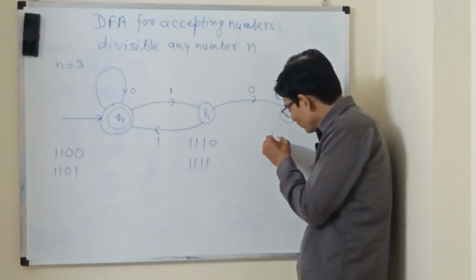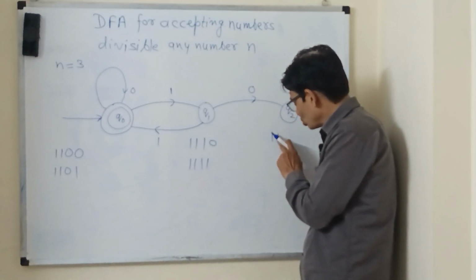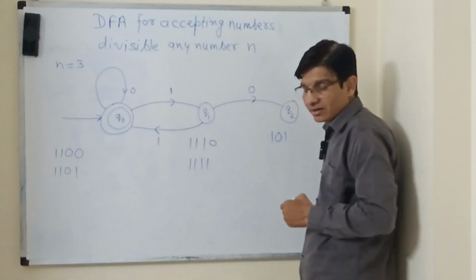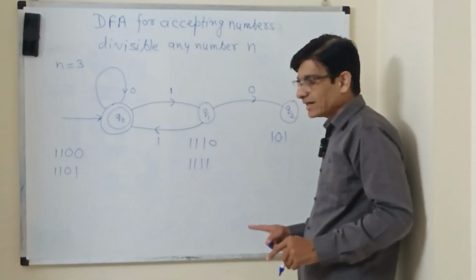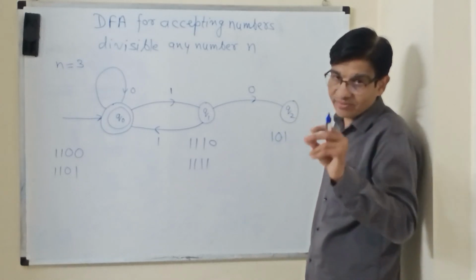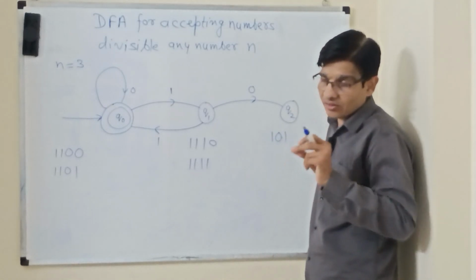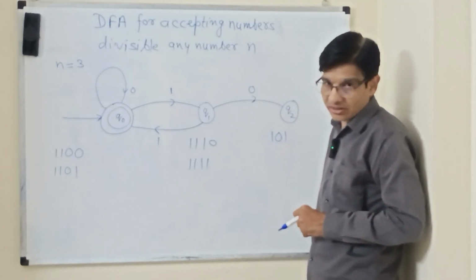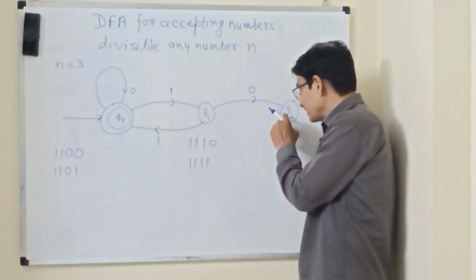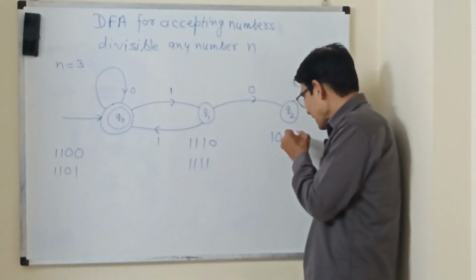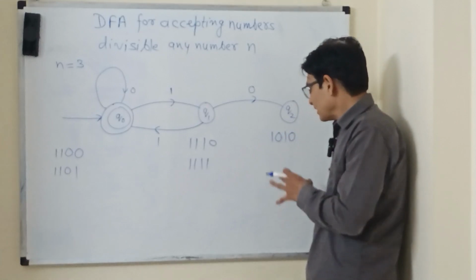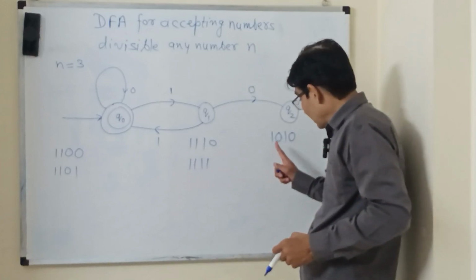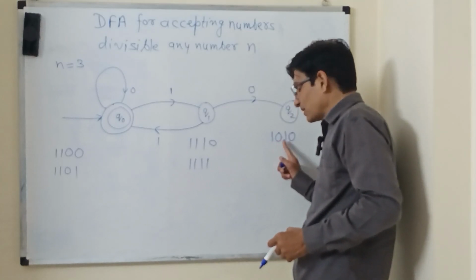So we can have 101. The decimal equivalent of this number is 5. And if we divide 5 by 3, we will get remainder 2. So that's why I have taken this number. Now to see the 0 transition from this state, we will apply 0 here. After applying 0, it becomes 10.